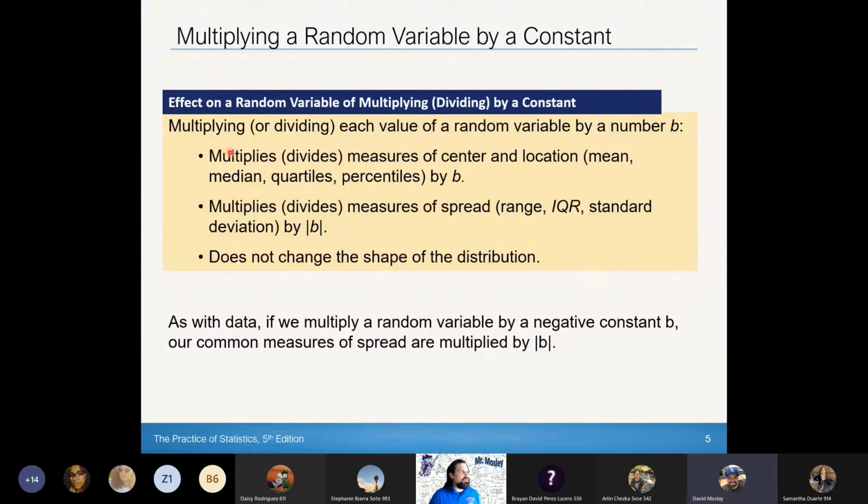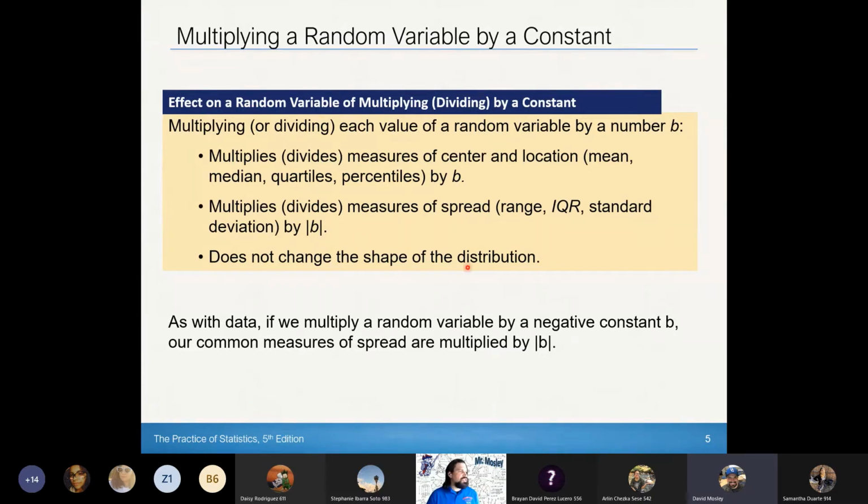So we get the effect on a random variable of multiplying or dividing by a constant is that multiplying or dividing each value of a random variable by a number B multiplies or divides measures of center and location, mean, median, quartiles, percentiles by B, and multiplies or divides measures of spread, range, IQR, standard deviation by the absolute value of B, meaning even if B is negative, right, we don't end up with a negative spread, right? Measures of spread are distances. Distances are always positive, so we multiply by the absolute value to get the spread.